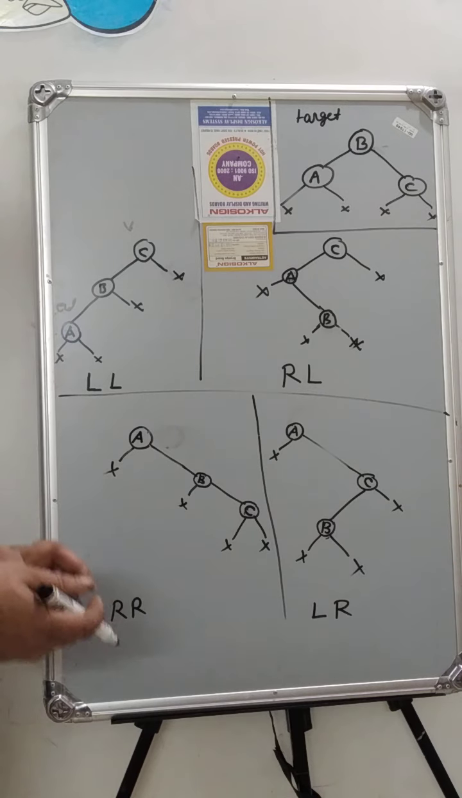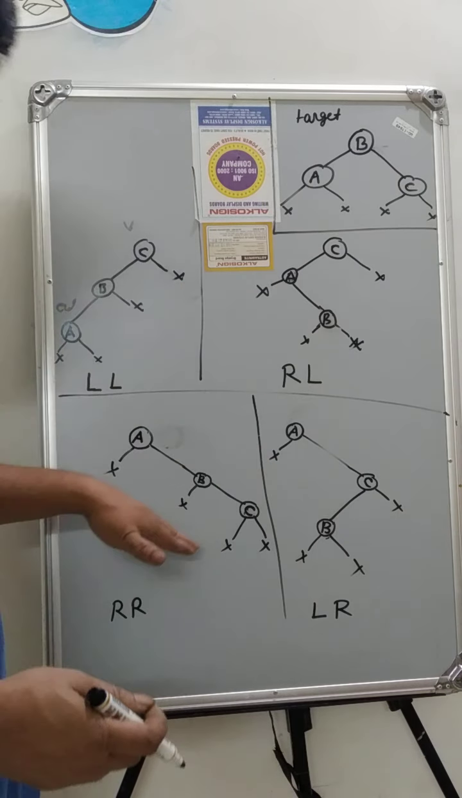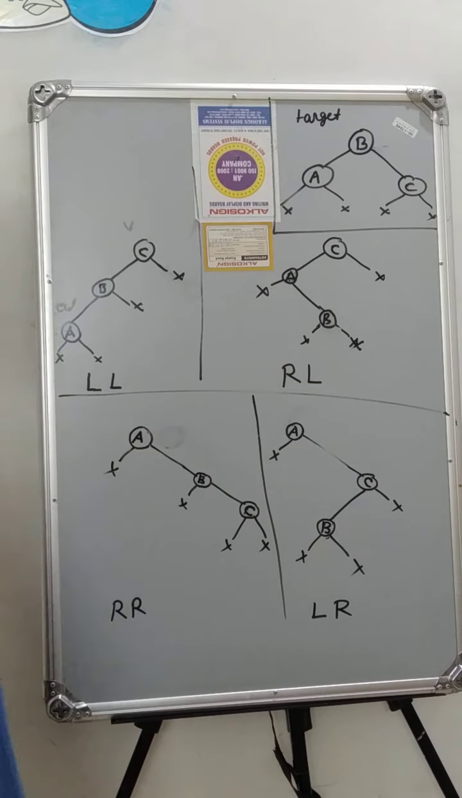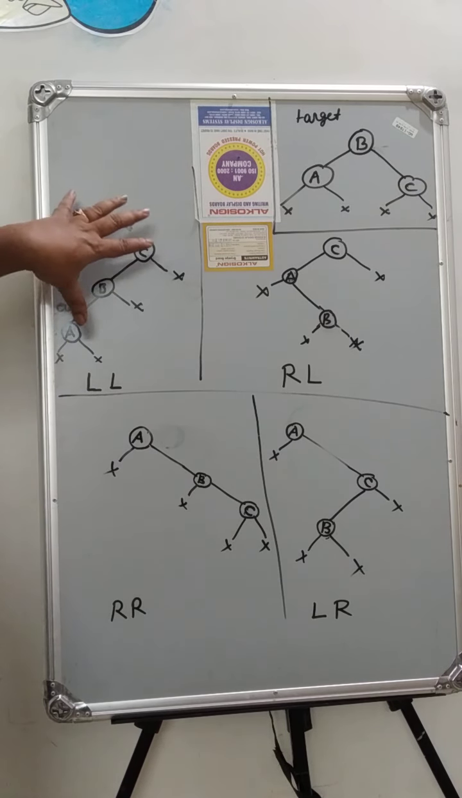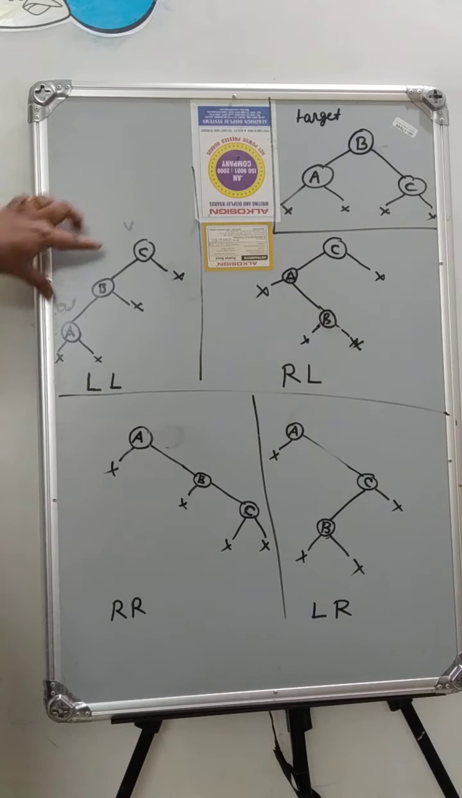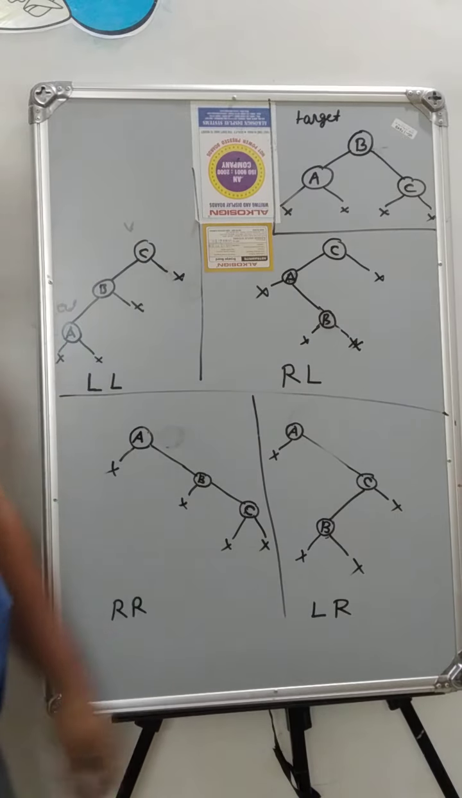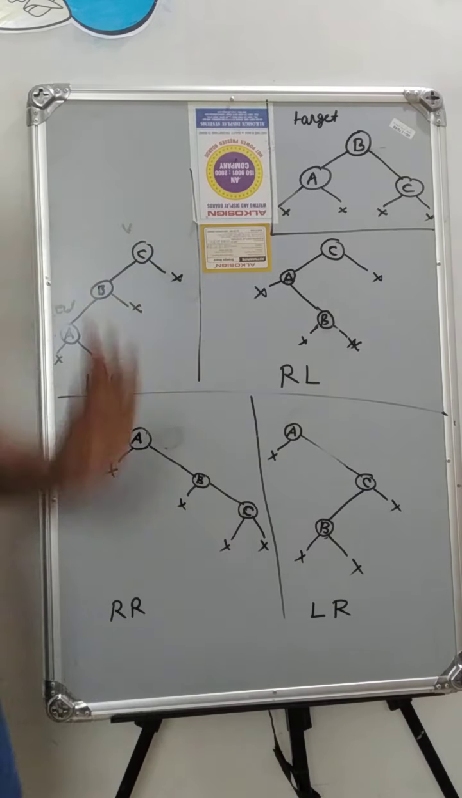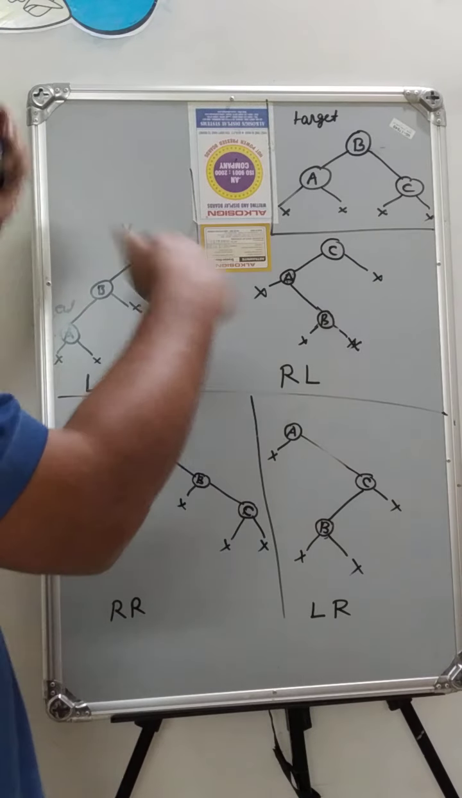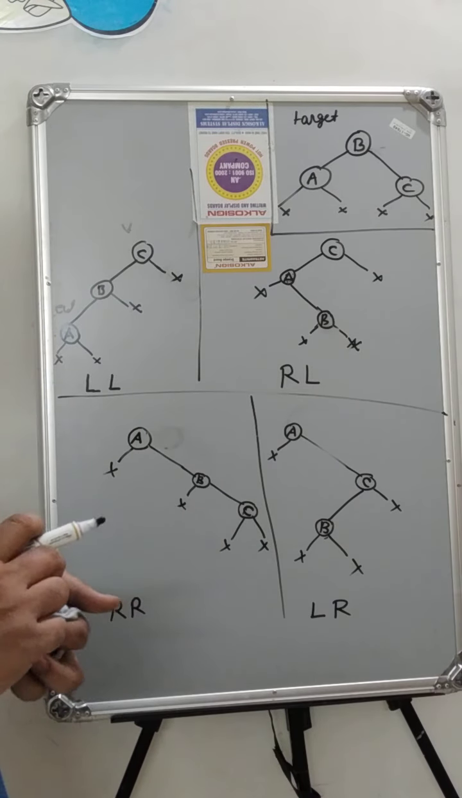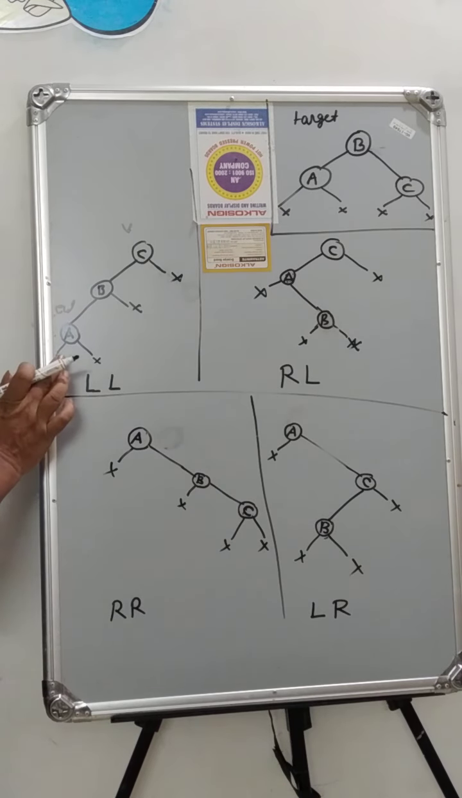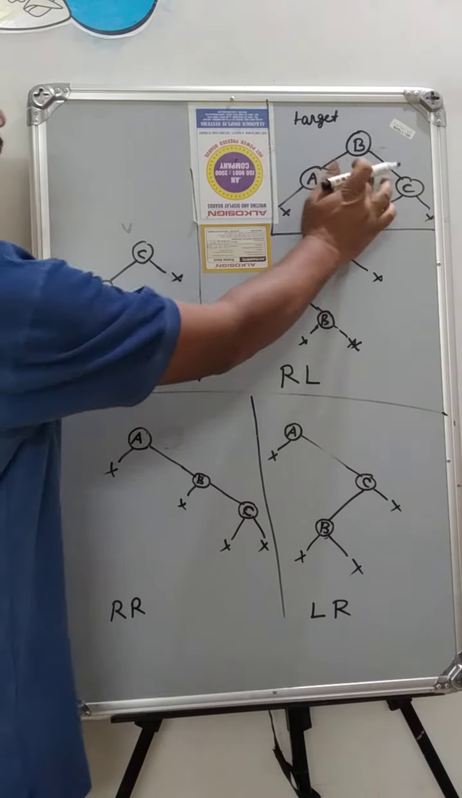But whatever be the structure of the imbalanced tree, our main target is that we have to achieve this form of balanced tree. After the insertion of A, this tree resulted, but we have to bring it to this form. Or after the insertion of B, this resulted, but we need this form. So basically we need different kinds of rotations here, and we give some reference names to them.